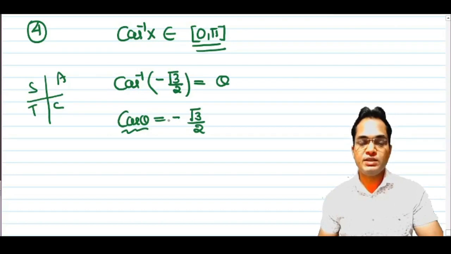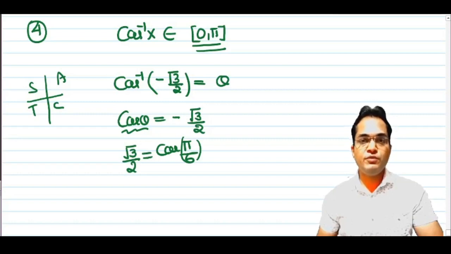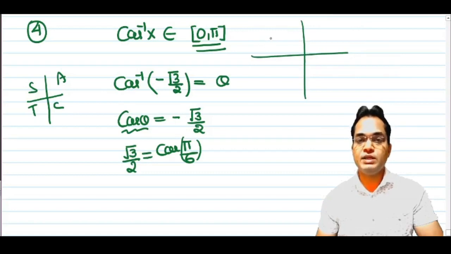Forget this minus sign. What is the value of theta when cos theta is √3/2? For √3/2 the value is cos 30. Yes or no? It means angle 30 in the first quadrant gives the value √3/2. But now we have to find the value for -√3/2. We have to go to the second quadrant, and the way to go there is pi minus theta.